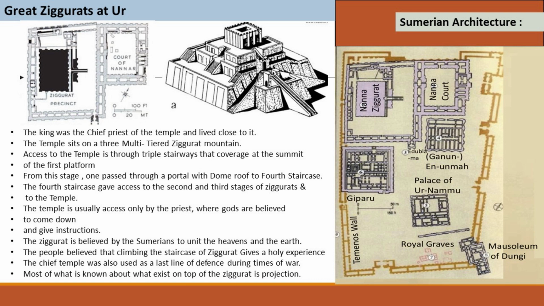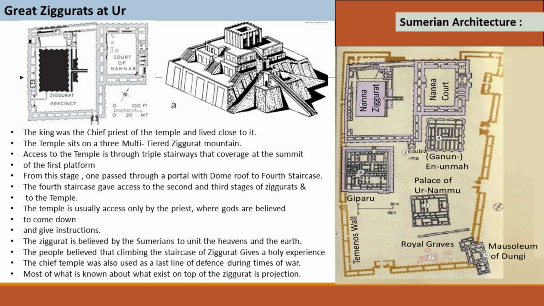The ziggurat was located as a part of a temple complex. The complex comprised of the ziggurat and its court, and a secondary court attached to it called the court of Nanar, the moon god. So you can see in the plan there is a ziggurat, then there is a platform, there is a court. The king was the chief priest of the temple and lived close to it.